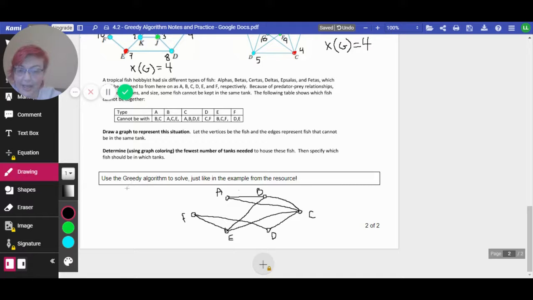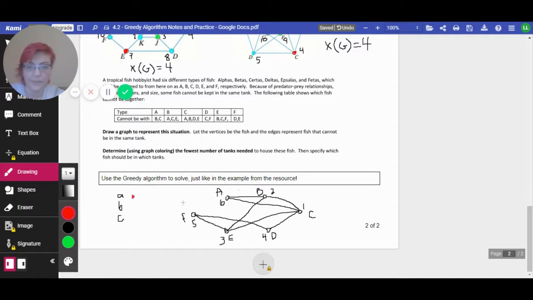Okay, I see a K3 right here, A, B, C, A. So I'm going to need at least 3 colors. All right, if I look, I see that C has my greatest degree, and then B and E, and then A, D, and F are all pretty much the same. So I'll just go 4, 5, and 6.